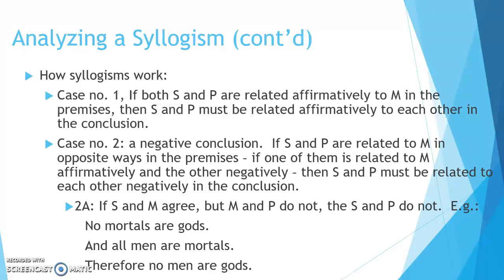2A, if S and M agree, the subject term or the minor term and the middle term agree, but the middle term and the major term do not, then the subject and predicate of the conclusion do not. For example, no mortals are gods, and all men are mortals, therefore no men are gods.